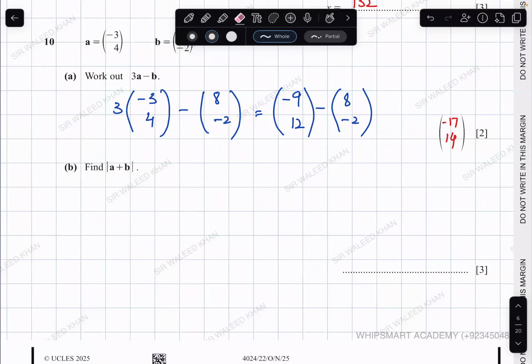A plus B magnitude. What should I do? So we will find the magnitude of A and the magnitude of B and we'll add them. No. In this, what will happen is, you find A plus B first and then find the magnitude of that. So you first find A plus B. Is that clear, Eva? Yes.